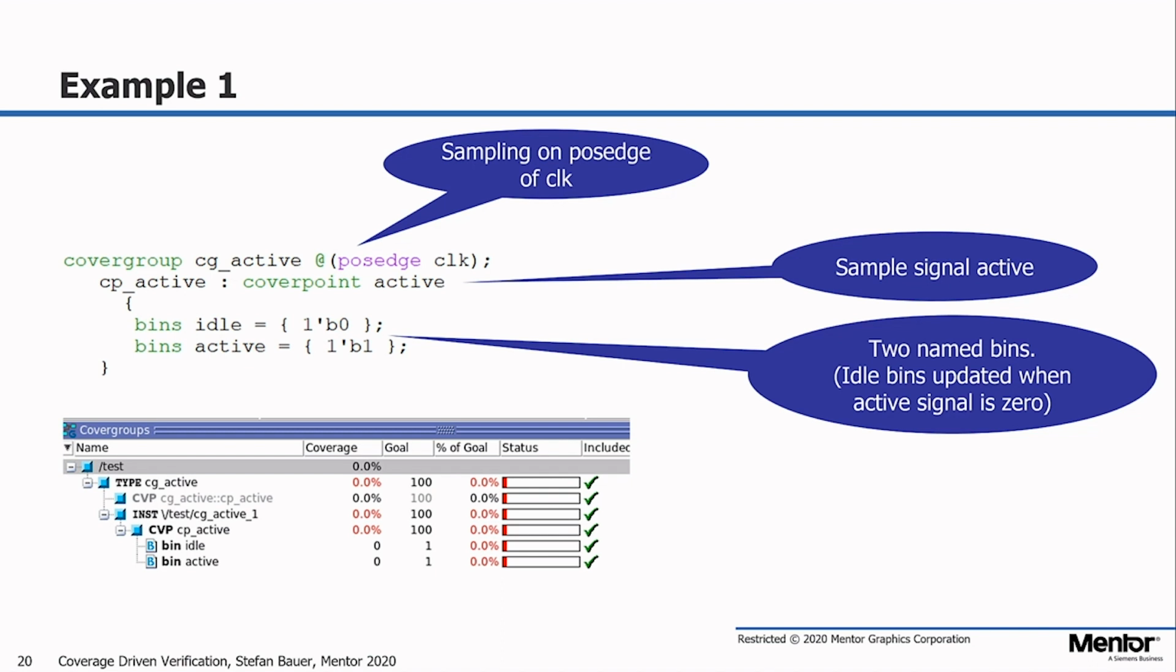If you debug this later on in the GUI, we have a cover groups window, and you can see again the named bins here. So the first bin idle and the second bin active. Makes it much easier to debug. You also can see the status of my coverage. So I have 0% in my example, simply because I have not covered anything, which means for me I have not run any test bench so far.